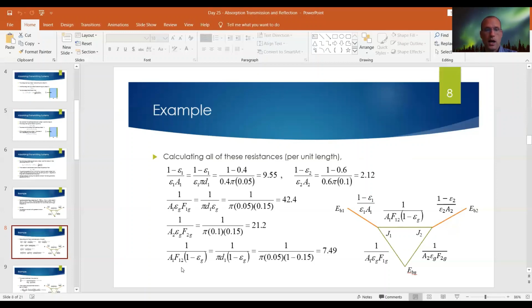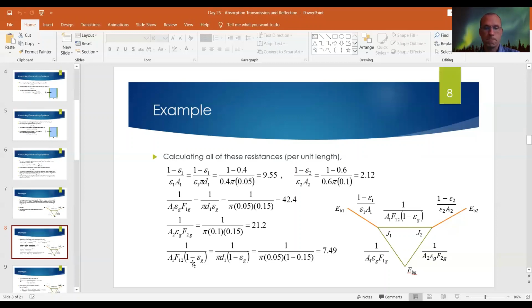Then lastly, the resistance between the two cylinders: 1 over A1 F12, 1 minus epsilon gas. So 1 over pi times d1, that's area 1. F12, again, is 1. If I'm coming off object 1, there's no way to not hit the outer cylinder, because I'm assuming it's really long, so I'm not going out the end. So F12 is technically approximately 1.